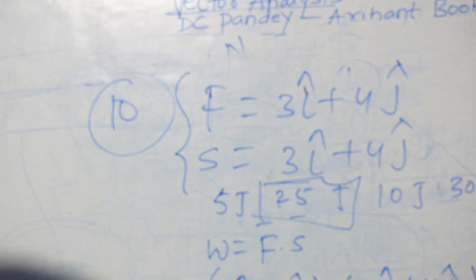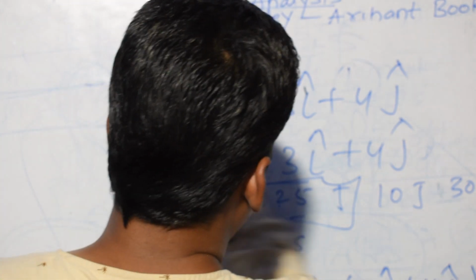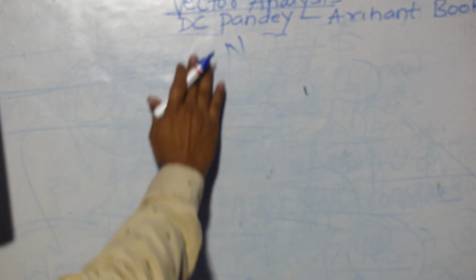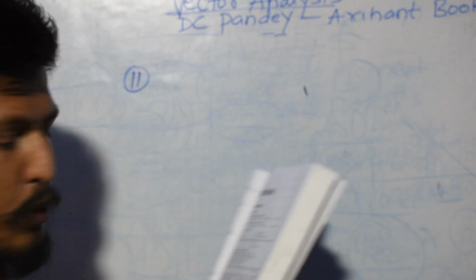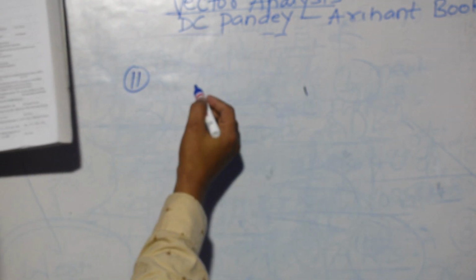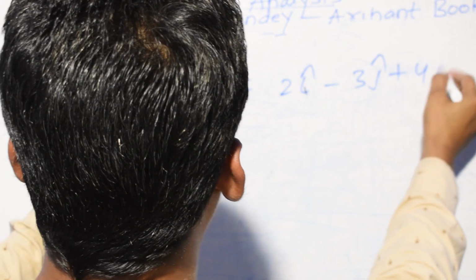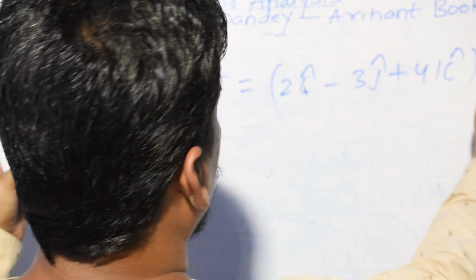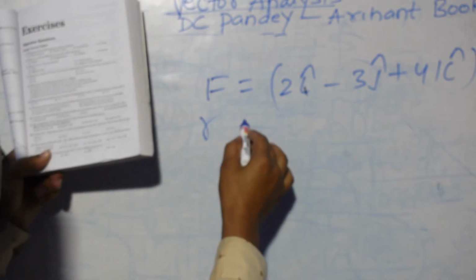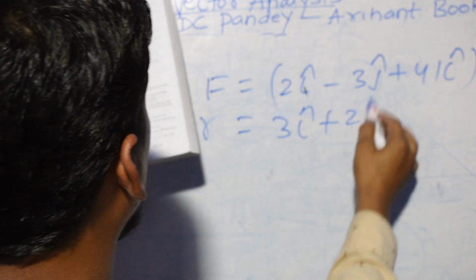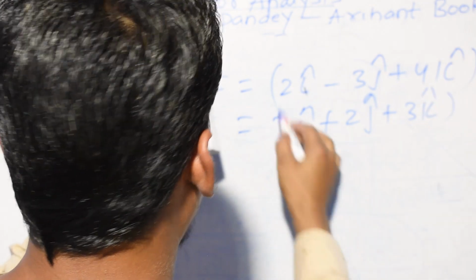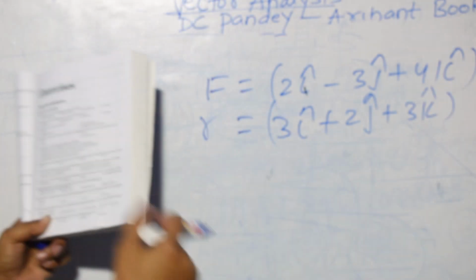Now we'll move to the next question to be discussed, question number 11. This is about dot product. Now I guess the next question is about cross product. The force F is 2I minus 3J plus 4K Newton, and the point is 3I plus 2J plus 3K, and this is the displacement. You have to find the value of the torque.